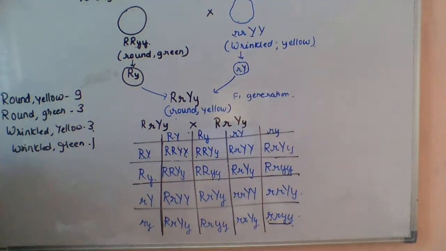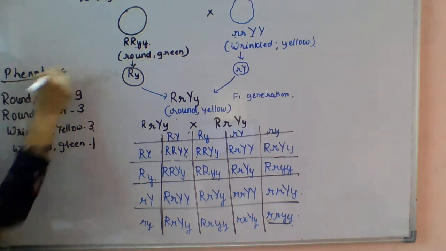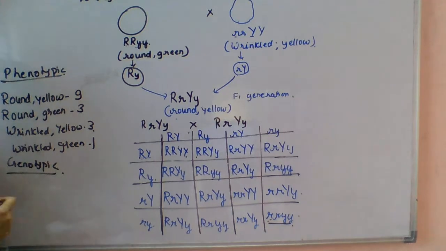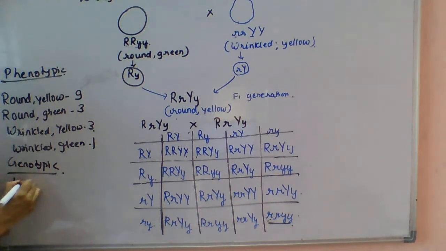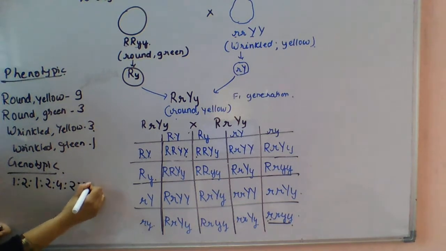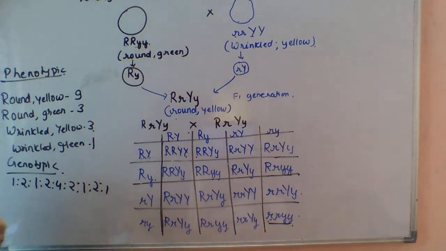So this will be the phenotypic ratio, and the genotypic ratio you will find here. Genotypic ratio you can find: 1, 2, 1, 2, 4, 2, 1, 2, 1. Okay, so this will be the phenotypic ratio and genotypic ratio.